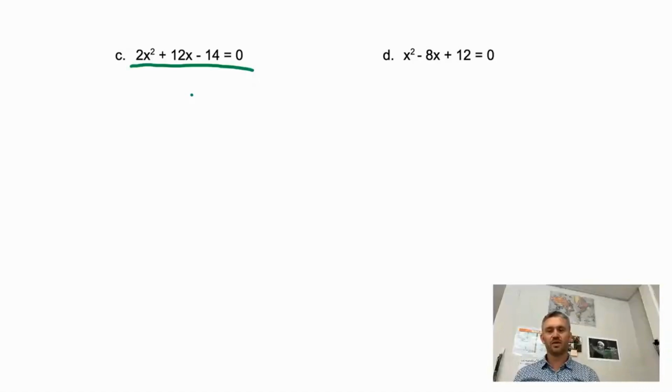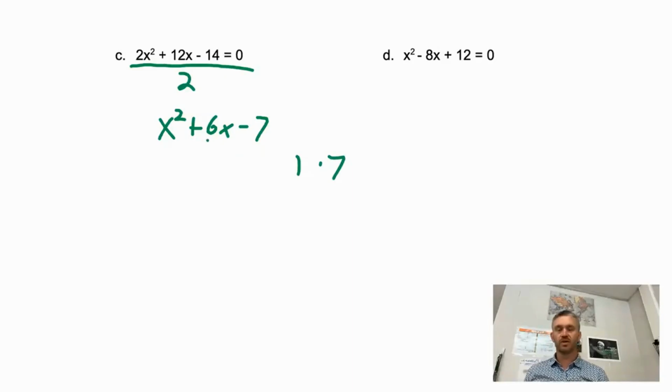So I divided everything by 2. Then I found the greatest common factor, which was 2. We set everything to 0. And we want to know why I have 1 and 7 there.